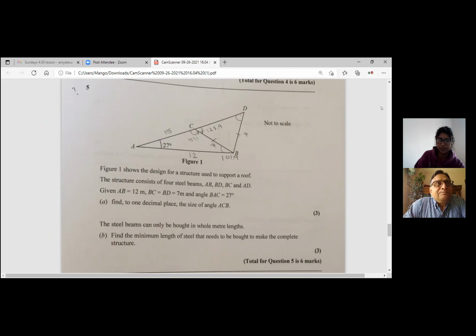Okay, so what is part B? Part C. The steel beams can only be bought in whole meter lengths. Find the minimum length of steel that needs to be bought to make the complete structure. So that means you need to find the length of each, right? We already know the length of these three, and you can now calculate the length of the other side using sine law, right? That should not be a problem, correct? I did that, yeah. So that question was good, it was just part A. Yeah, that is correct. Perfect. Next question.